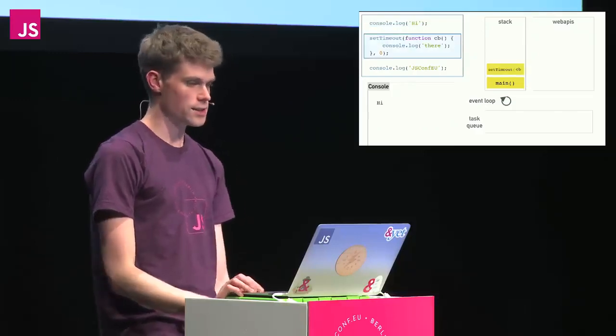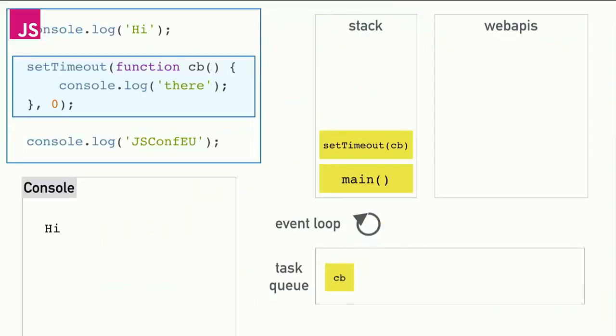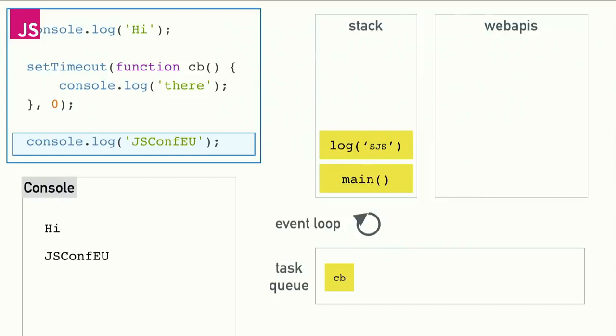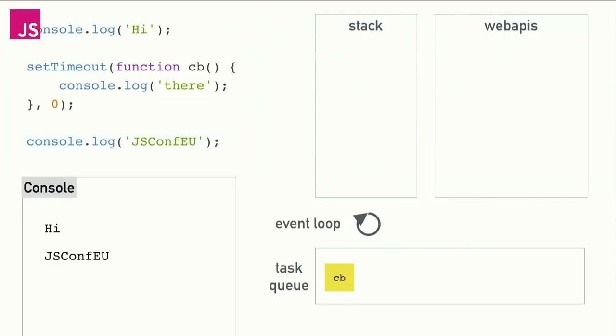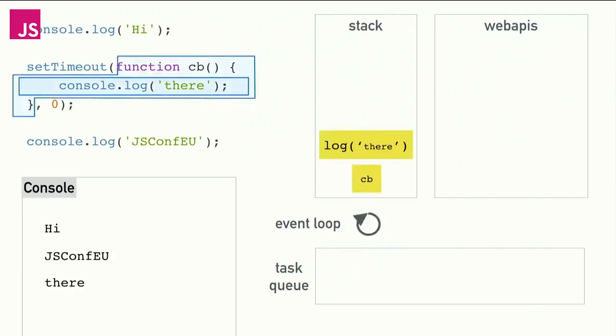Console.log hi, set timeout 0. Now that's going to complete immediately and push the callback onto the queue. But remember what I said about the event loop. It has to wait until the stack is clear before it can push the callback onto the stack. So your stack is going to continue to run, right? Your main file is going to continue to run, console.log JSConf EU, and clear. Now that we're clear, the event loop can kick in, run your callback. So that's an example of set timeout 0 deferring the execution of code, for whatever reason, to the end of the stack, or until the stack is clear.